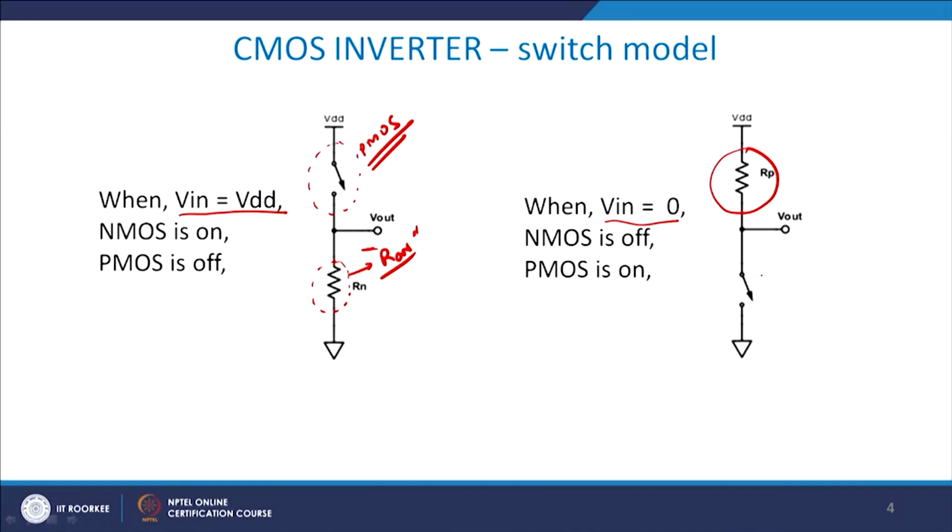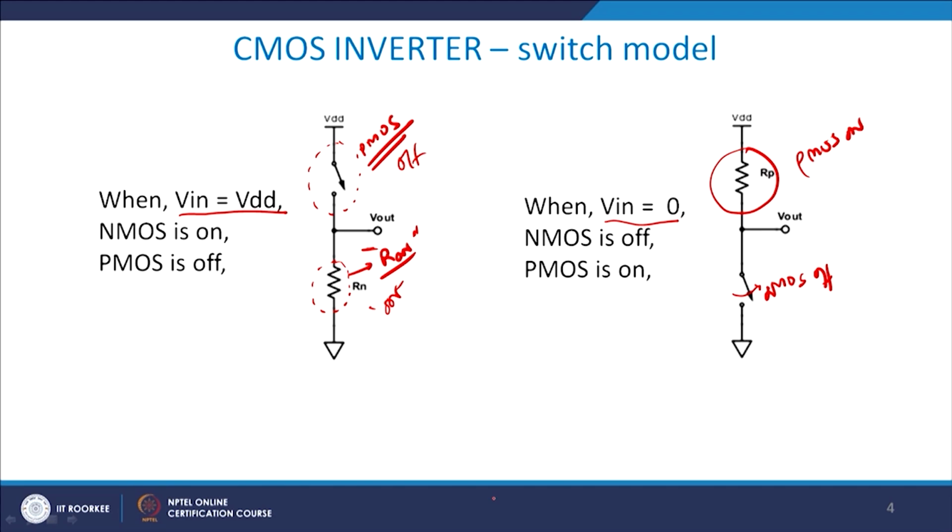Similarly, when Vin equals 0, my PMOS becomes on, and therefore I have a resistance offered in this manner, and my switch model shows me an NMOS to be off. So, this NMOS is off, whereas PMOS is on. In this case the PMOS is off and the NMOS is on. So, that is a pretty simple and straightforward way of looking at the inverter switch model.